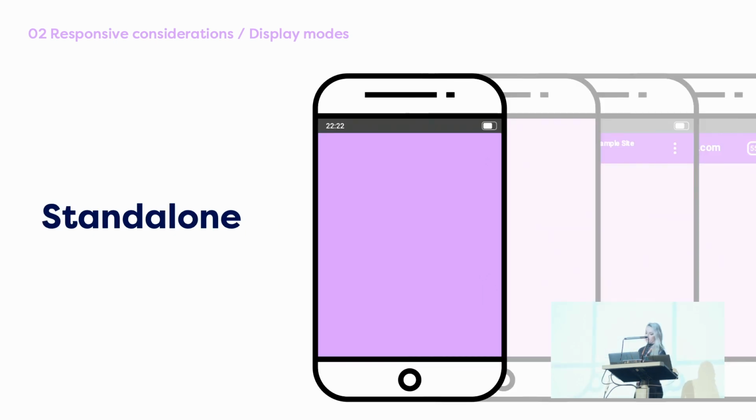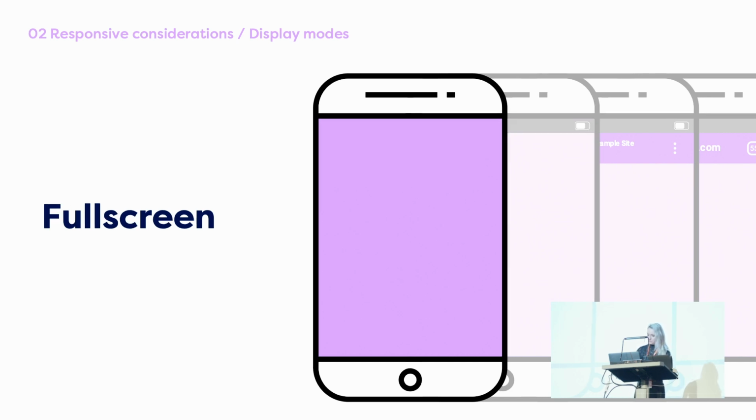The standalone display mode makes your PWA look and behave the most like a platform-specific application. It will open in a different window from the browser, and it hides all the browser UI elements, like the address bar and the back button, so you lose all that navigation. And in this mode, your application also can have its own icon in the application launcher. Now, the full screen display mode takes up the entirety of the display area available. And this, again, hides all the browser UI elements. So no navigation, no browser Chrome, nothing.